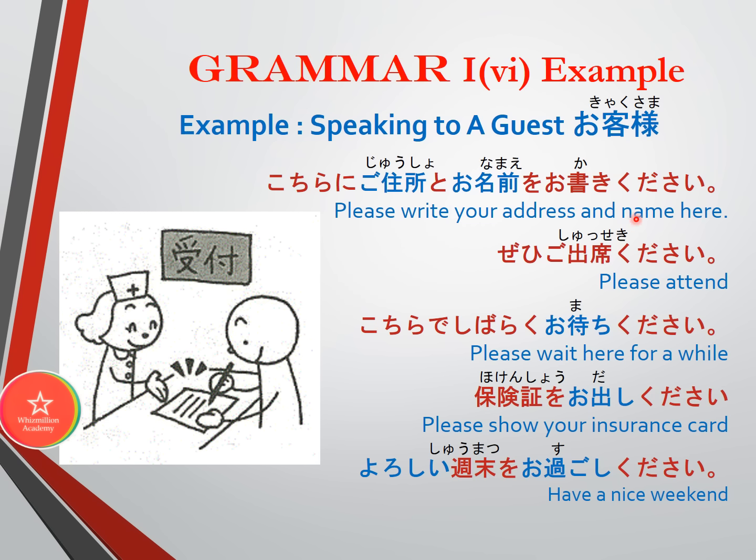Please write your address and name here. こちらに住所とお名前をお書きください. Notice address, 住所, is a noun and is presented in a polite form, becomes ご住所. お名前, 名前 is presented in a polite form, becomes お名前. お書きください. This is sonkeigo, asking somebody politely using sonkeigo ください.